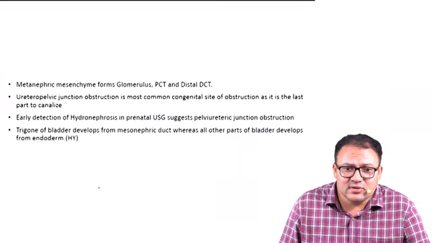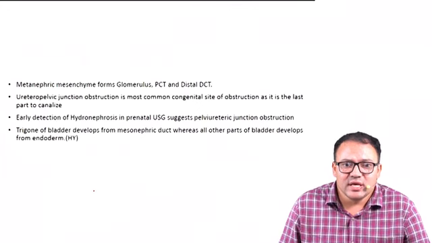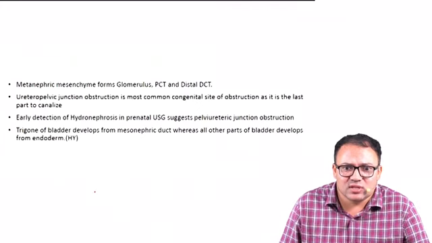When there is an interaction between the metanephric mesenchyme and the ureteric bud, the adult kidney is formed. But once there are some errors of recanalization of metanephric mesenchyme and ureteric bud, then there can be some sort of congenital pathological condition. Ureteropelvic junction obstruction is the most common congenital site of obstruction, as it is the last part to canalize. So when a baby develops, the ureteropelvic junction is the last to canalize and the most common site of obstruction.